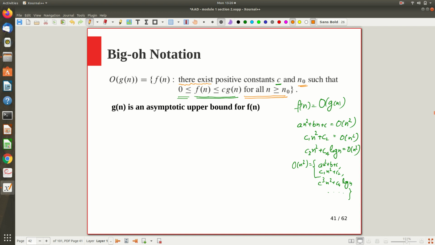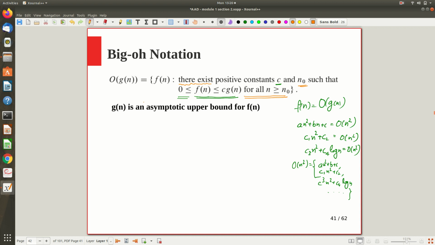So if I can establish such a relation, you have to find a c and an n0, and you have to say that f of n is less than or equal to some constant c, which you find, times g of n, for all values of n, I mean input size, greater than or equal to n0. Then only you can say that f of n is equal to big O of g of n, or big O of g of n has f of n as a candidate or member.